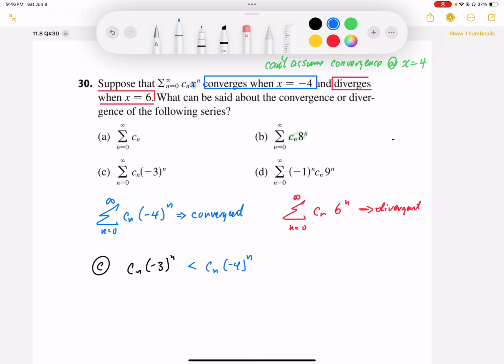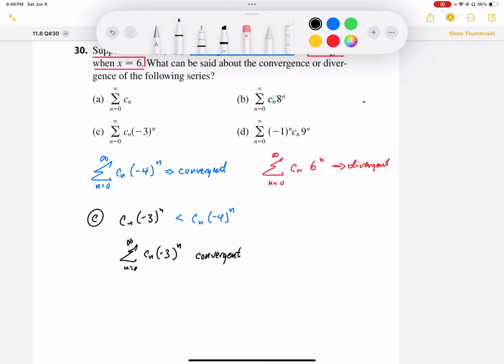So therefore, we know that the series from n equals 0 to infinity of c(-3)^n is convergent, and this is by term-by-term comparison. Okay.